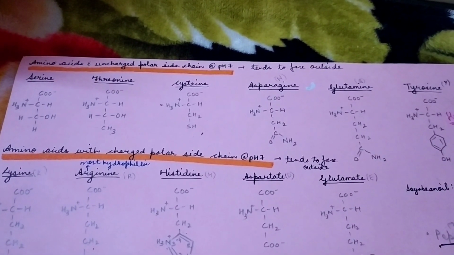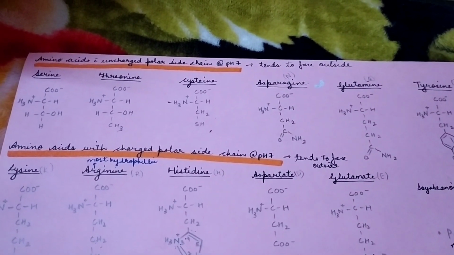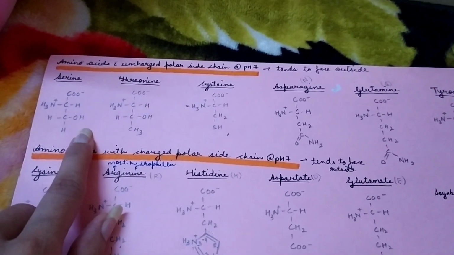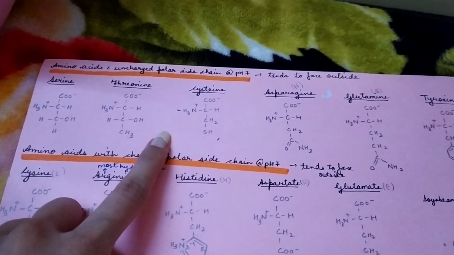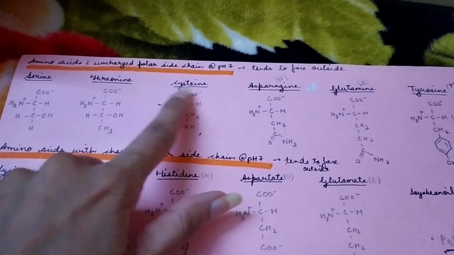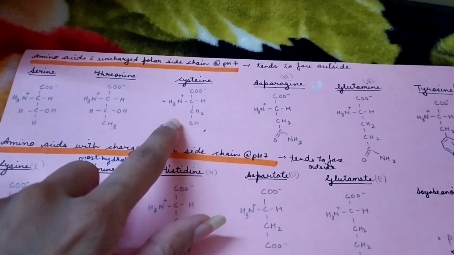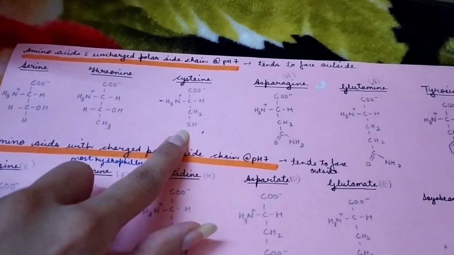Okay, so amino acids with uncharged polar side chains at pH 7 tend to face outside, and serine and threonine are hydroxyl containing. See the structure, OH, OH, H. If CH3 is there, it's threonine. It's very easy to learn the structures. You just have to understand the basics. This part is always the same, and just CH2 and then SH is cysteine.